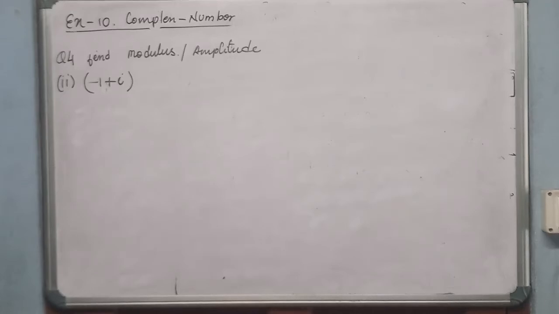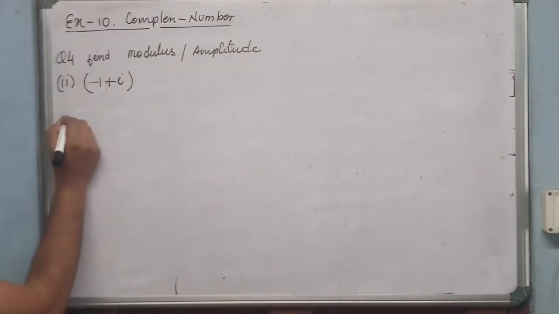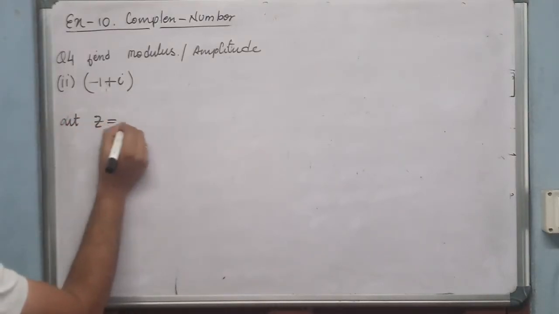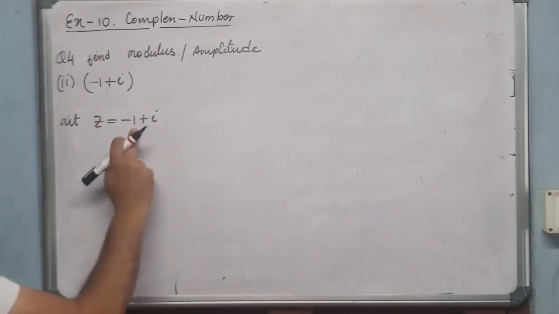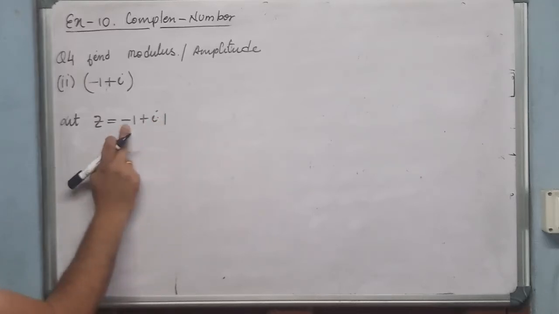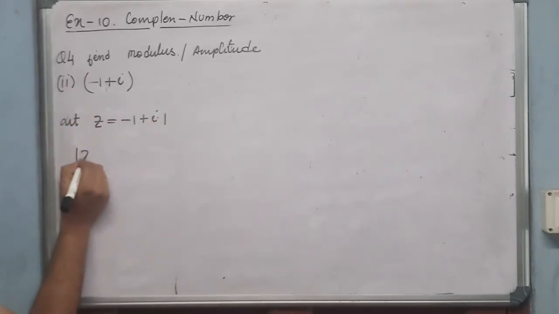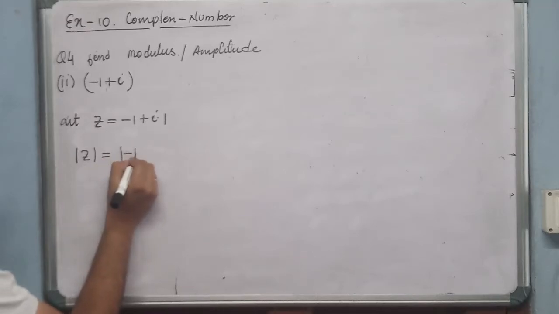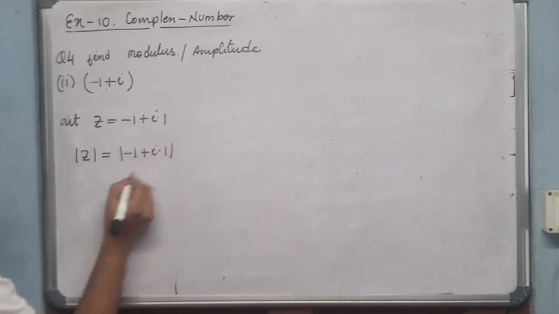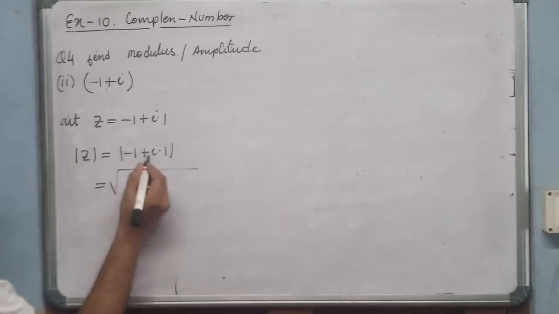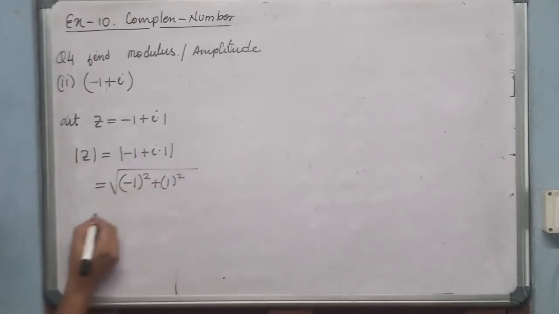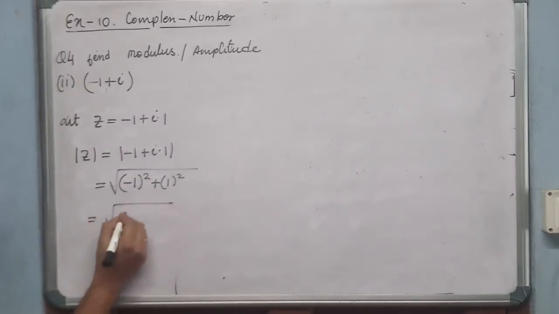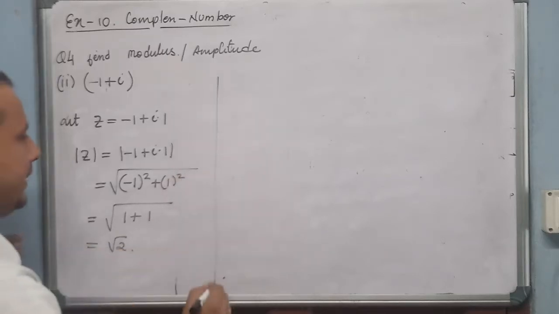Now another question. Find the modulus and amplitude. Let z equal minus 1 plus i. In this case, a is minus 1, b is 1. Then the mod of z is given by mod of minus 1 plus i into 1. When you remove the mod, it is the square root of a square plus b square: minus 1 whole square plus 1 square. Minus 1 whole square is 1, plus 1, it is root 2.